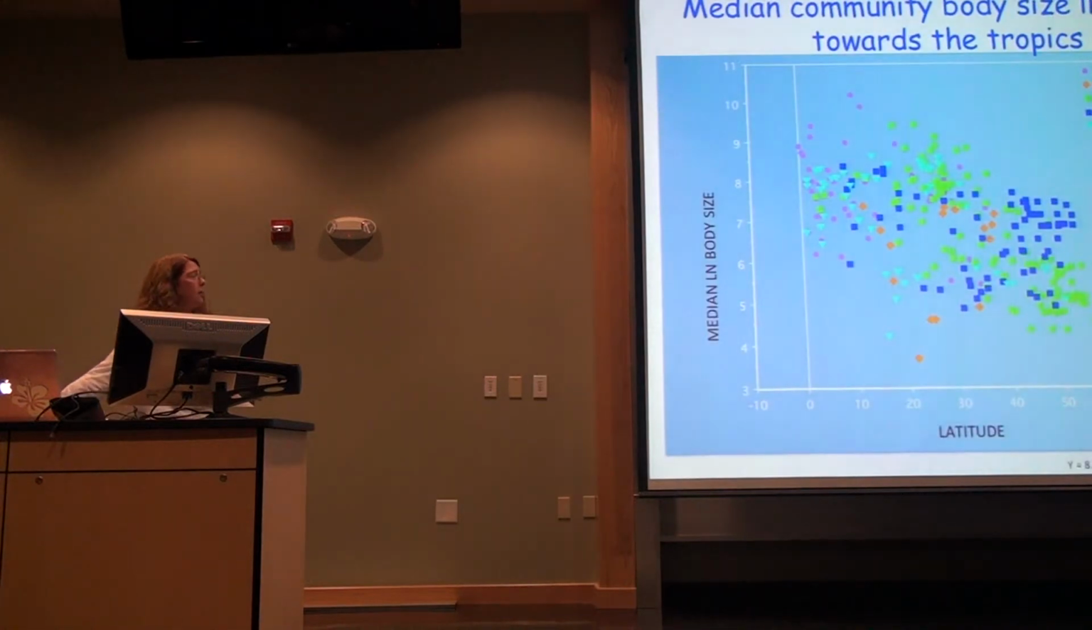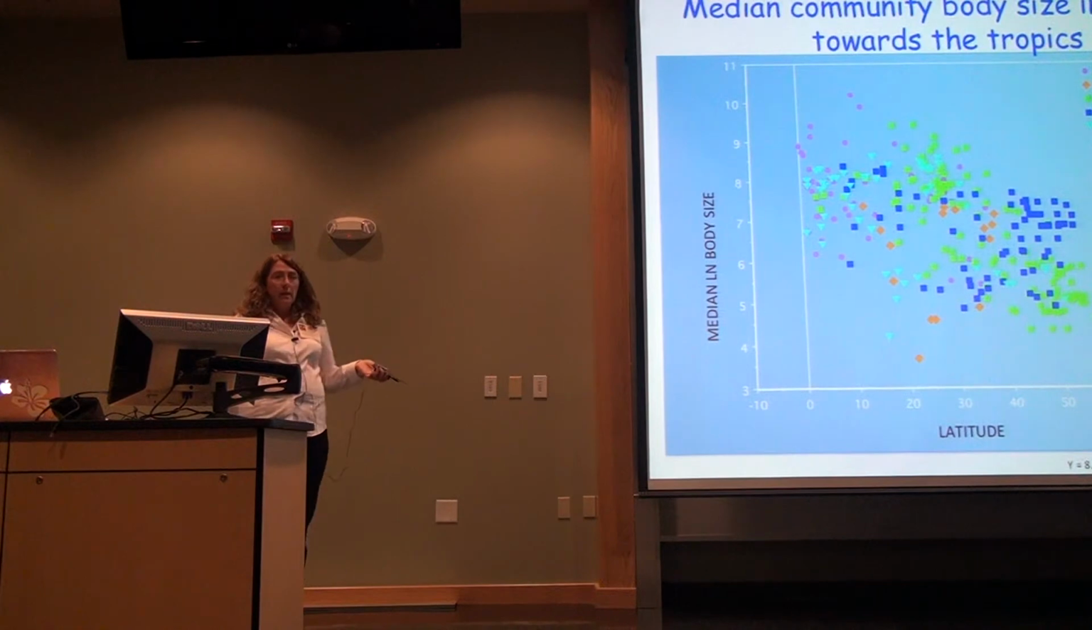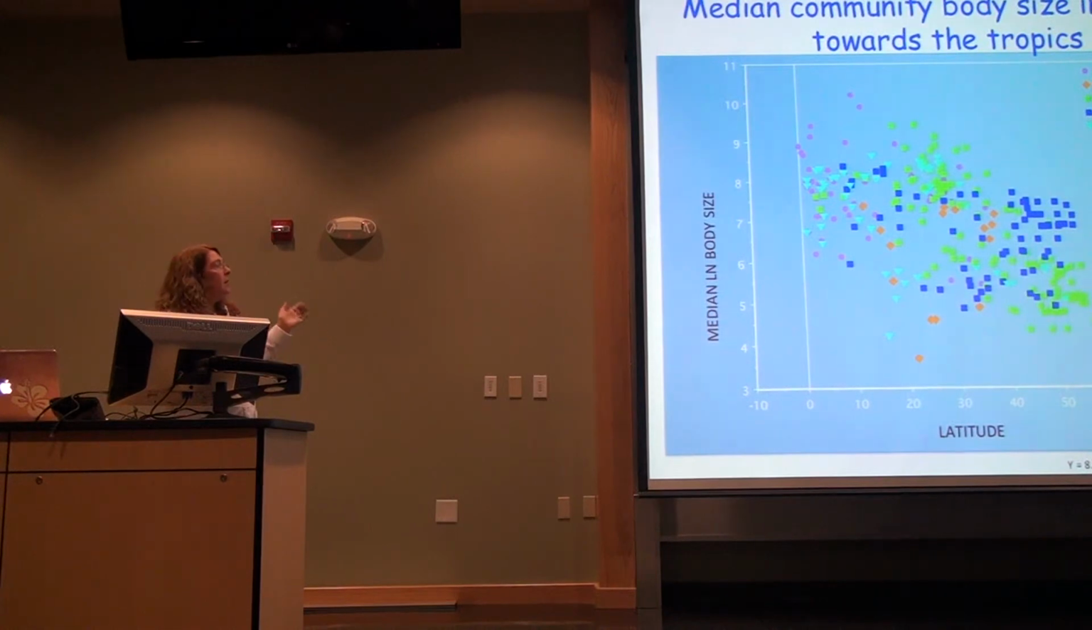And what's actually going on is there's a latitudinal gradient in median body size in these communities, such that median community body size decreases as latitude increases. This is probably partly an artifact due to the fact that we've lost the large-bodied species in North America. This pattern would probably look a little bit different if we hadn't lost the large-bodied species.